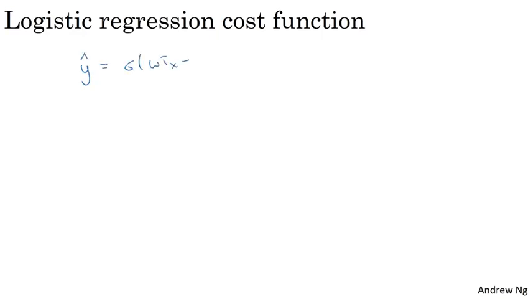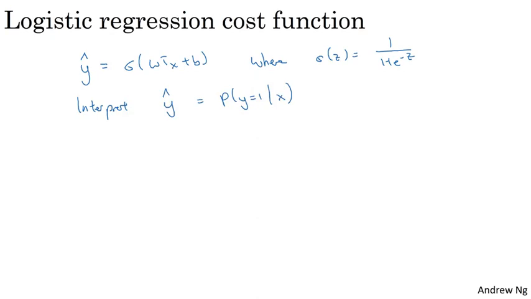To quickly recap, in logistic regression, we have that the prediction y hat is sigmoid of w transpose x plus b, where sigmoid is this familiar function. And we said that we want to interpret y hat as the probability that y is equal to 1 given x. So we want our algorithm to output y hat as the chance that y is equal to 1 for a given set of input features x.